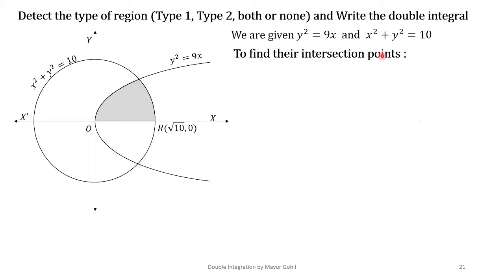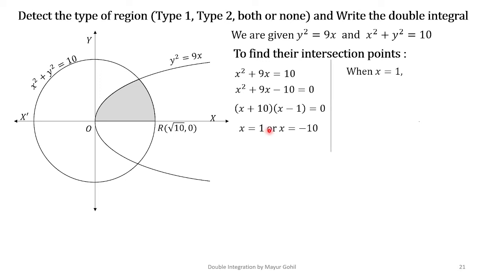In order to find the intersection point, as you see, x square plus y square equals 10 is given to us, and y square is 9x, so we shall substitute y square as 9x and simplify. When I put y square as 9x, this becomes a quadratic. When I solve this quadratic, x square plus 9x minus 10 equals 0, I get the factors x equals 1 and x equals minus 10. Now x equals minus 10 is not required here, so I work only with x equals 1.